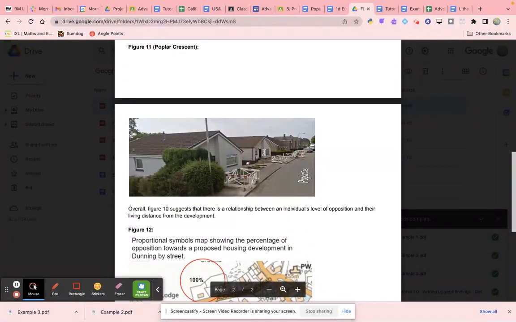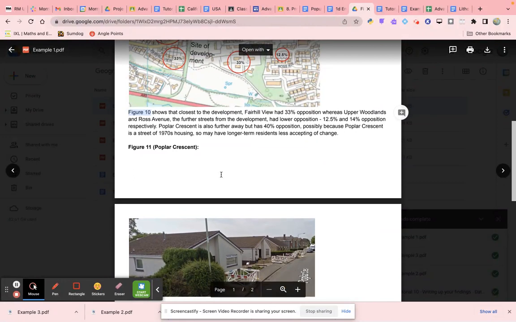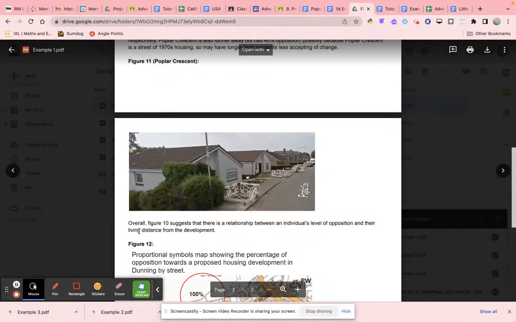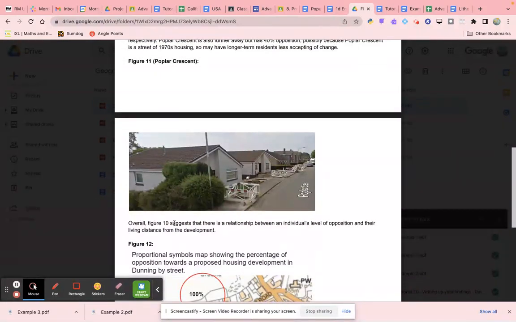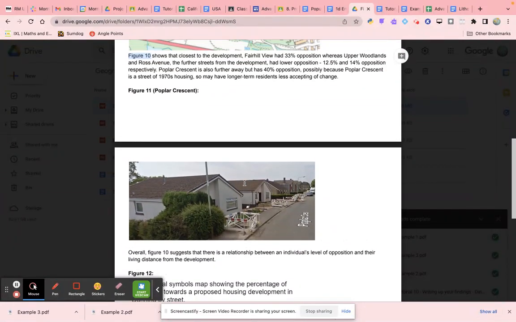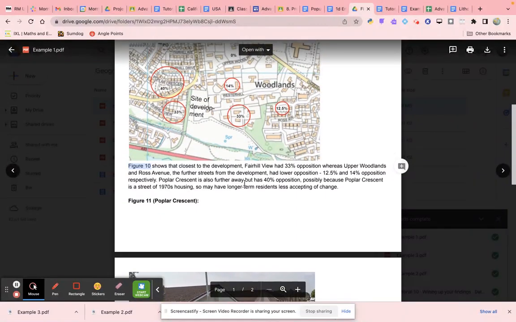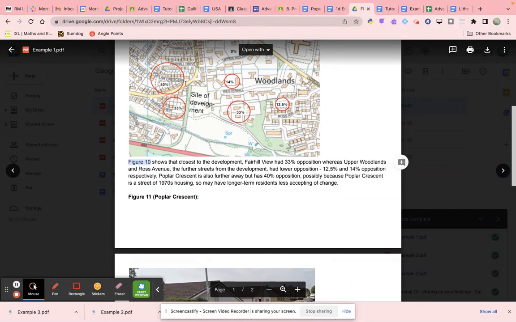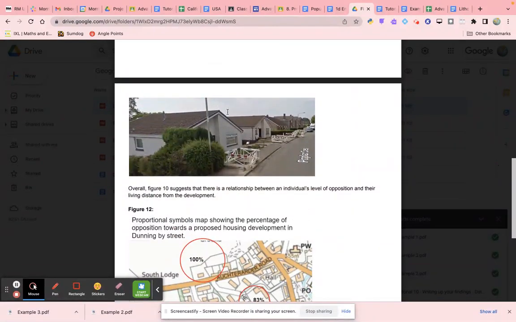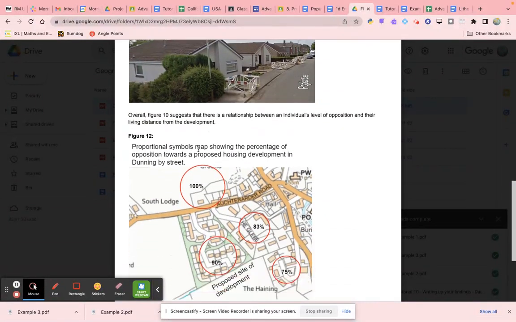They've used a photograph to illustrate one of their data points, and they've talked a little bit about that. So overall, figure 10 suggests there is a relationship between individual level of opposition and their distance. And we can see that Poplar Crescent, which is one of our streets, which is this one here, had the highest level of opposition, and that was largely because it was very close to the development. I would suggest that the student maybe annotated this, but there is not necessarily a need for it because of the nature of the data presentation.